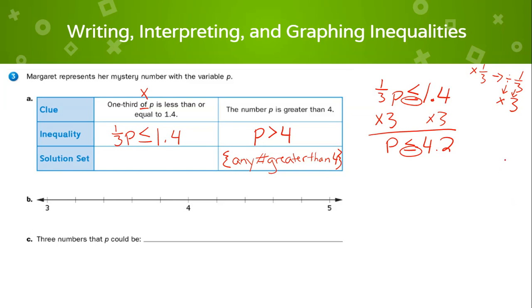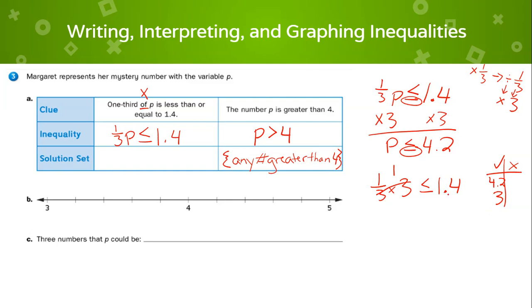Okay. So we know if we have that little chart of numbers that work, numbers that don't work, okay, 4 2/10 could equal p. It works. Now let's see if numbers higher or lower work. And I'm going to pick numbers that are easy to multiply by 1/3 to try. So let's try the number 3. 1/3 times 3. And let's see if it's less than or equal to 1 and 4/10. Well, 1/3 of 3 is 1. Well, 1 is less than 1 and 4/10. So the number 3 works.